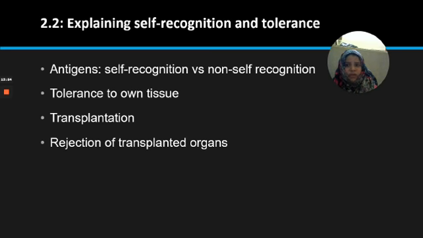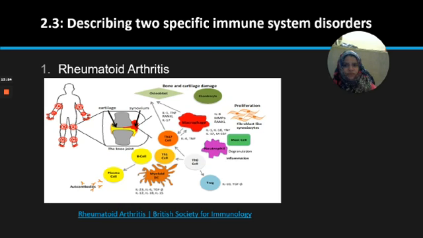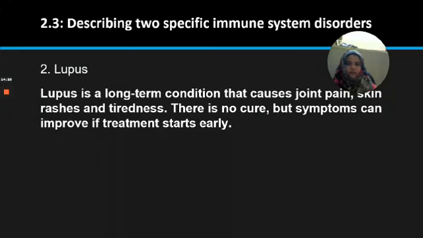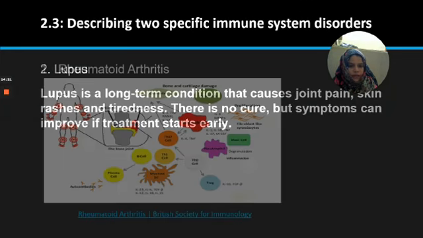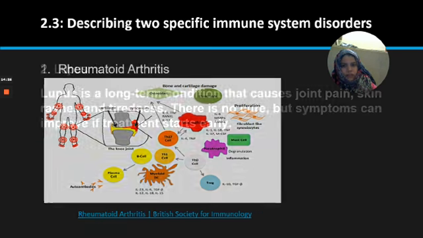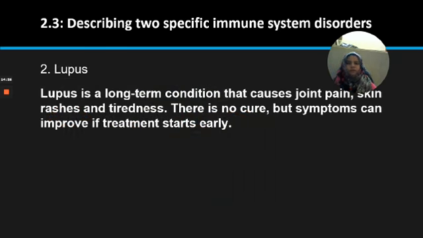So my next slide is a diagram which shows the joint. You can see rheumatoid arthritis is an example. I'm discussing two examples: lupus and rheumatoid arthritis. So what is lupus?